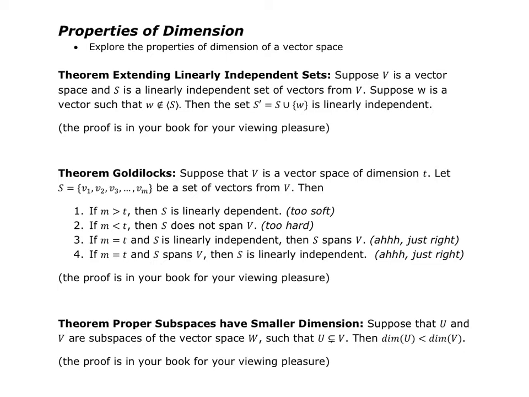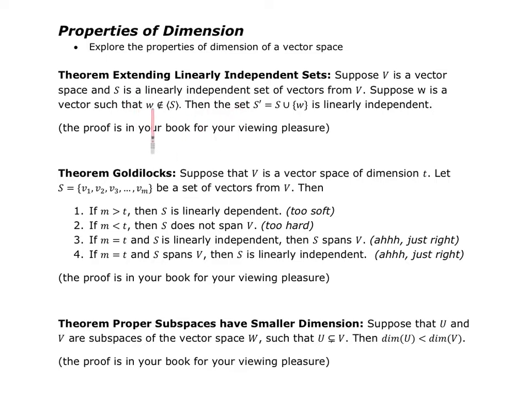We're going to start with our first theorem, which says that we have this vector space V. S is a linearly independent set of vectors from V. And suppose W is a vector such that it does not belong to the span that is built by the spanning set for S. Then we define S prime as the set where we take the set S and union it with our vector W. Then it must also be linearly independent because my set S was linearly independent to begin with.